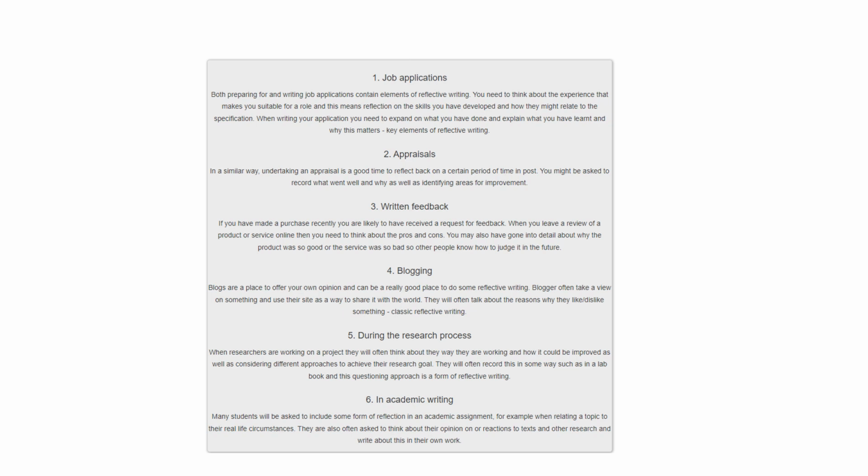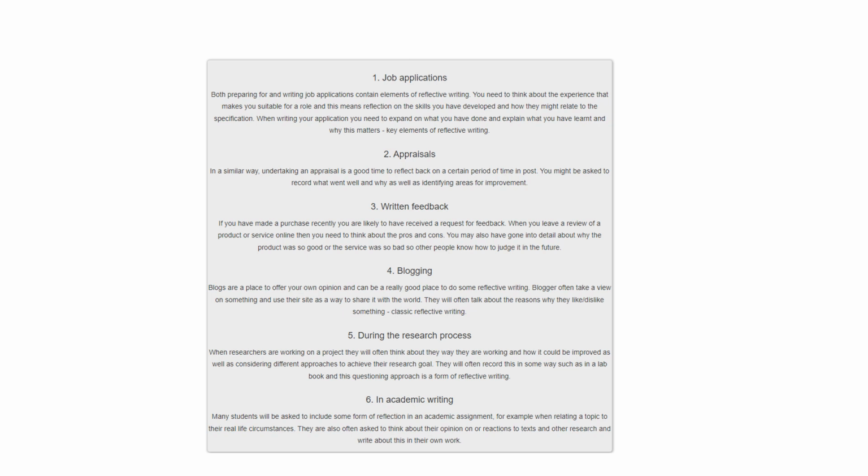So, an example of reflective writing can be a job application. Both preparing for and writing a job application contain elements of reflective writing. You need to think about the experience that makes you suitable for the role, and this means reflecting on the skills you have developed and how they might relate to this specification. When writing your application, you need to expand on what you have done and explain what you have learned and why this matters, the key element of reflective writing.